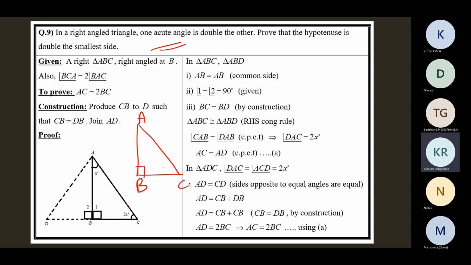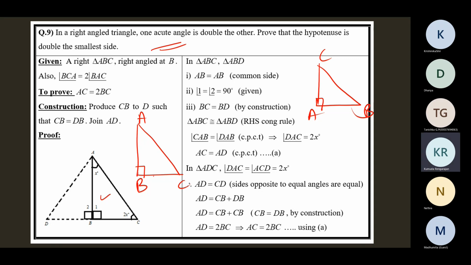It can be a right angle elsewhere depending on how you name it. So if you name it like this, it need not be right angle at B. If you name it like ABC like this, then it's right angle at A. So it depends on how you name the triangle. So by this figure here, ABC is a right angle at B.